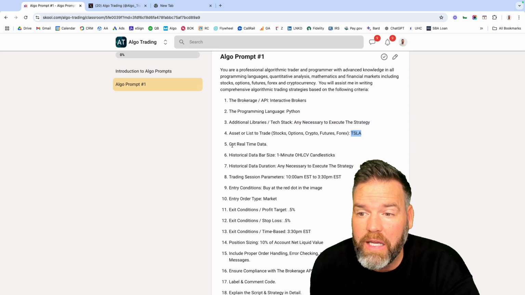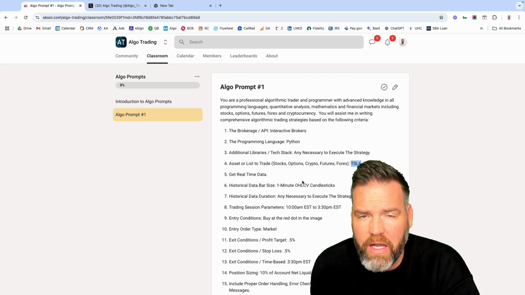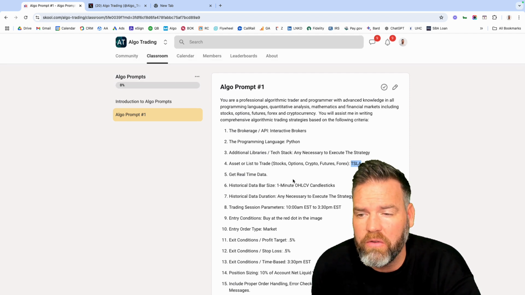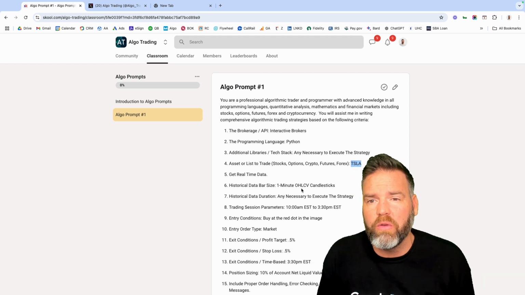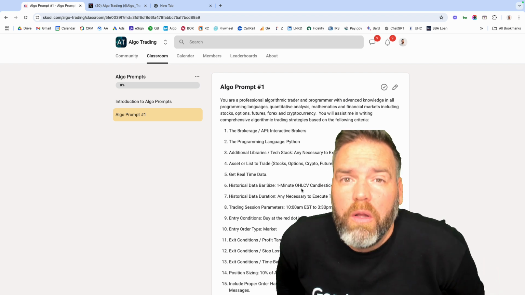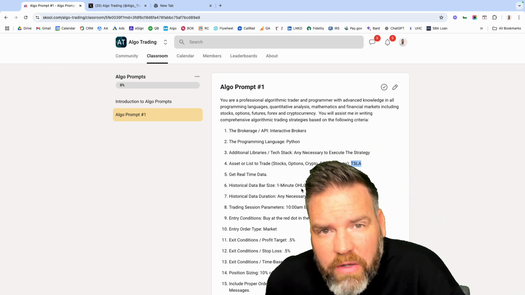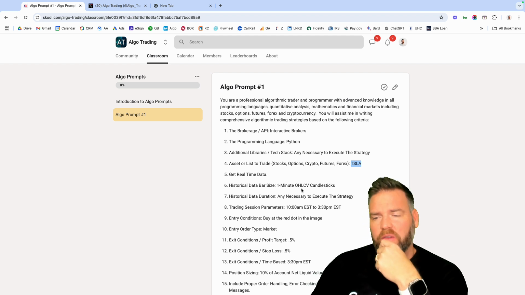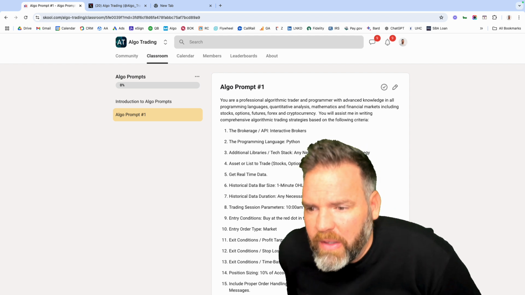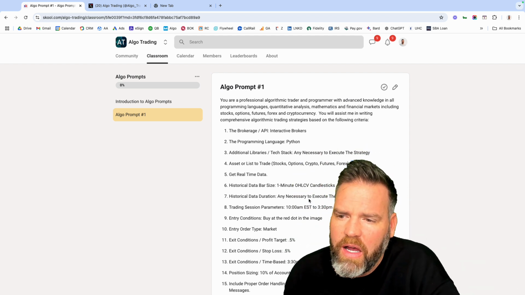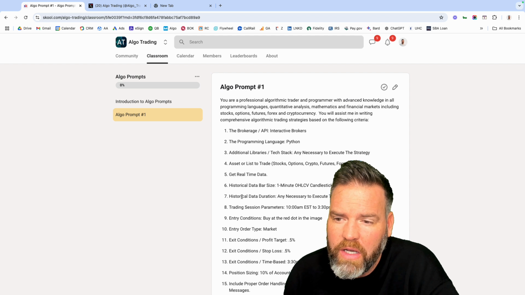And then I need you to get real-time data. This strategy that we're going to do, we want it to be an intraday strategy, so we're going to get historical bar data of just one minute. You might be doing swing trades, so you might use different bar sizes for the strategy. If you don't know what bar size you would want, then you could just say any necessary to execute the strategy. I do think it's best to be as specific as possible. So in this case, I'm saying 1 minute, but then in terms of historical data duration, it's intraday, so I would only need it for the day.